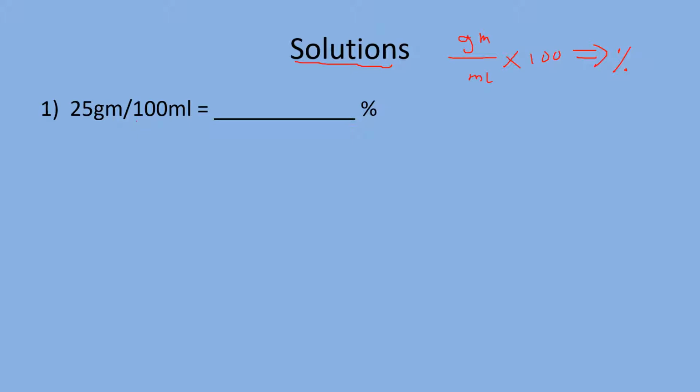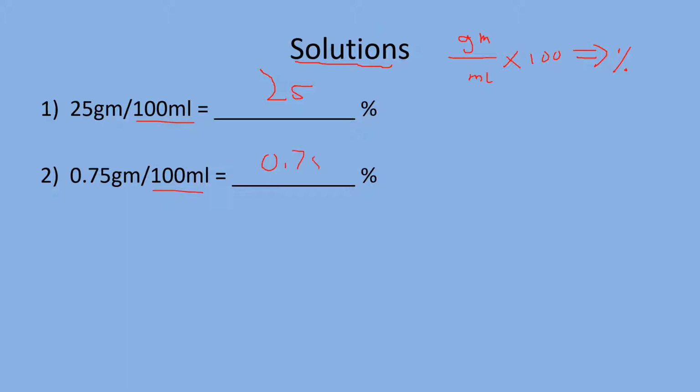So we have 100 mLs. Do we have to do any math? No. So what percentage is it? 25 grams out of 100. So how many grams do you get out of 100? 0.75. So that's 0.75%. So that's the advantage of dealing with 100 mLs, but we don't always use 100 mLs.